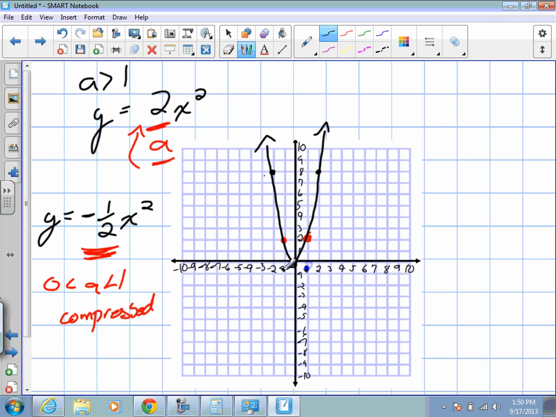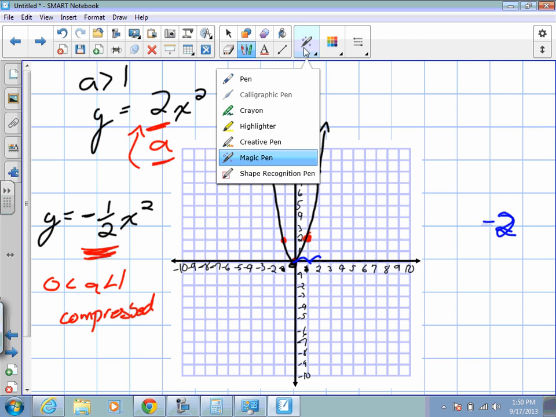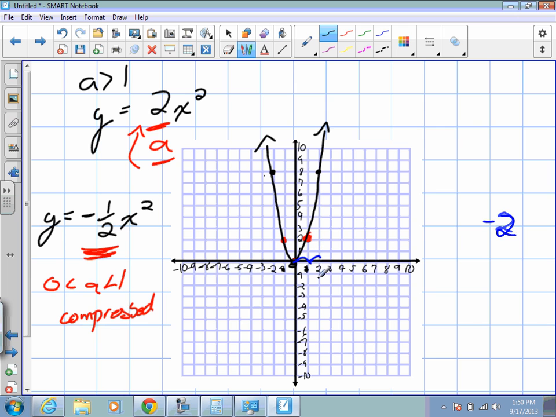Normally, we go back to the vertex, over 2. What's 2 squared? 4. What's 4 times negative 1/2? First of all, what's a positive times a negative? Negative. And 4 times 0.5 or 1/2 is 2. So it's negative 2. So we go over 2 and we go down 2 units. We do the same on the other side.